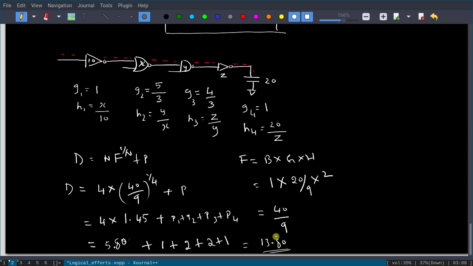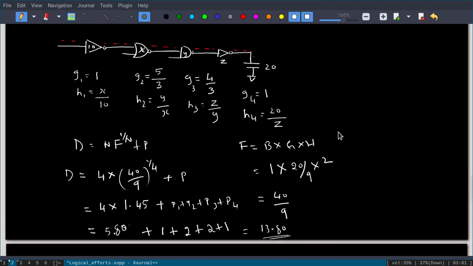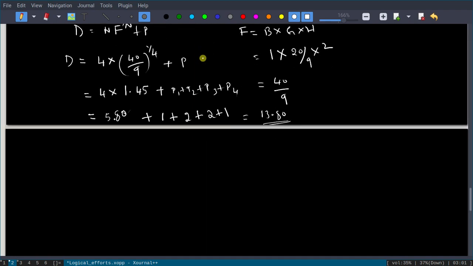Now let us find, knowing the delay, to achieve this delay, what should be the size of each gate? The initial gate, that is the inverter, its size is given, but we should calculate the size of the NOR, NAND and this last inverter. So how to do that? We will use the same formula. We have calculated F to the power of 1 by N, and we will consider it as F cap.